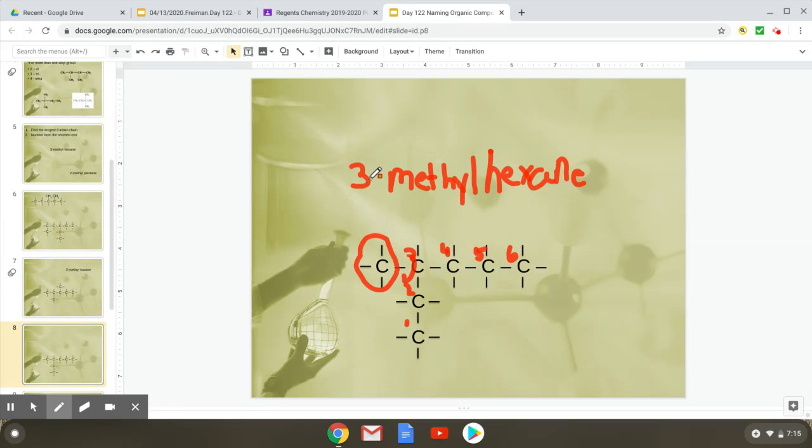So the IUPAC nomenclature is written so that we know exactly where things go. So it tells us, like your address. What town do you live in? I live in Hexane Town. What street? Methyl Street. Well, what number house? Third. You could find that exact address. So it's a hexane 6-carbon chain with a methyl group of 1 carbon on the third carbon of the hexane chain.